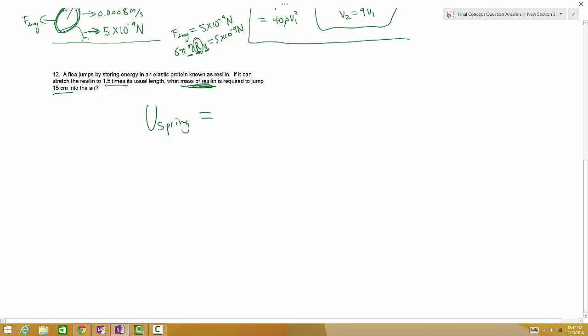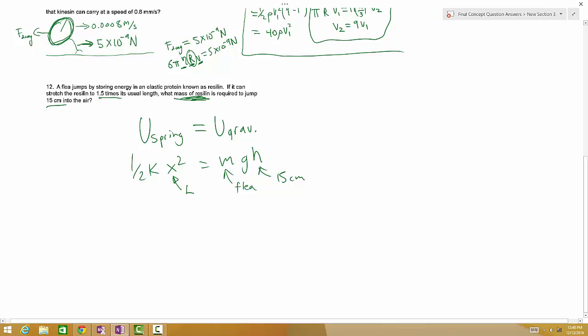So U spring is going to go into U gravitational, and that just means we'll have 1/2 k x squared equals mgh, where h is our 15 centimeters. We know g, m is from the flea's mass, and then x is going to be this. We're stretching 1.5 times the usual length, so x is going to be the rest length, which we're also not given, over 2. This is going to be squared, x squared, and k we're also not given. Then you would just solve for maybe the mass of the flea, or the height, or I guess we're given the height, but if you were given everything on the left, you could be looking for the mass of the flea. But we weren't given enough here, so I hope this at least gets you thinking about conservation of energy in spring and gravity.